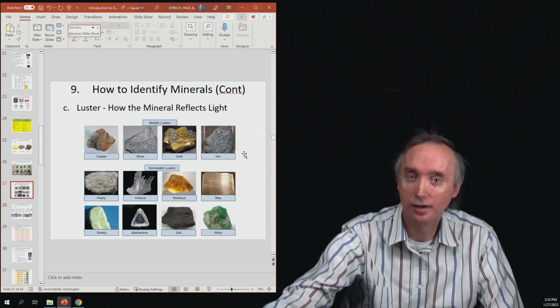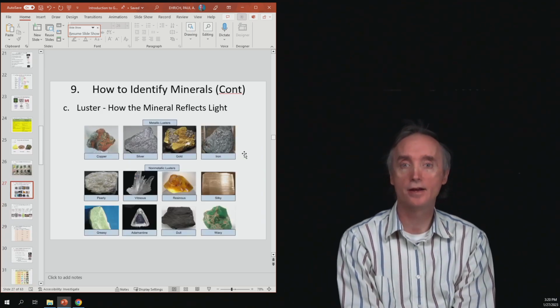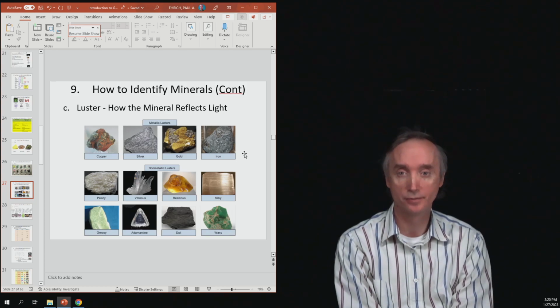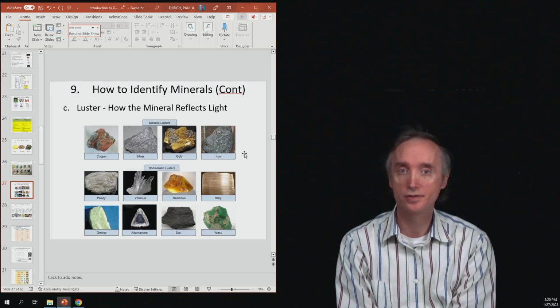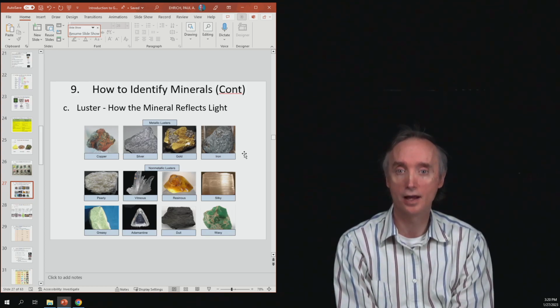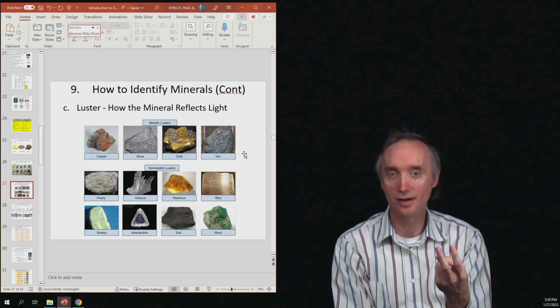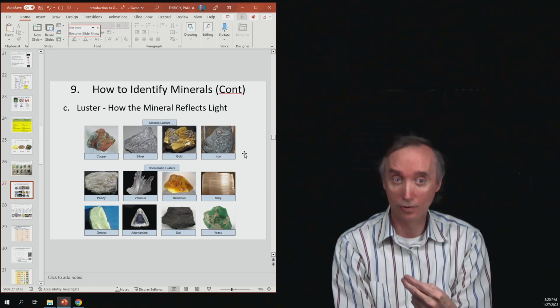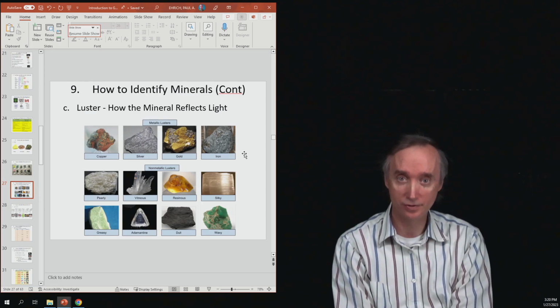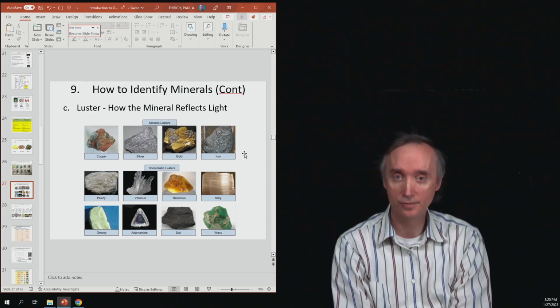Let's look at another one. This one is called luster. This is how the mineral reflects light. There are two basic lusters. Is it like a metal, meaning is it like a mirror, or is it not? So that's the main two categories for lusters. You have the metallic luster and then the non-metallic luster.